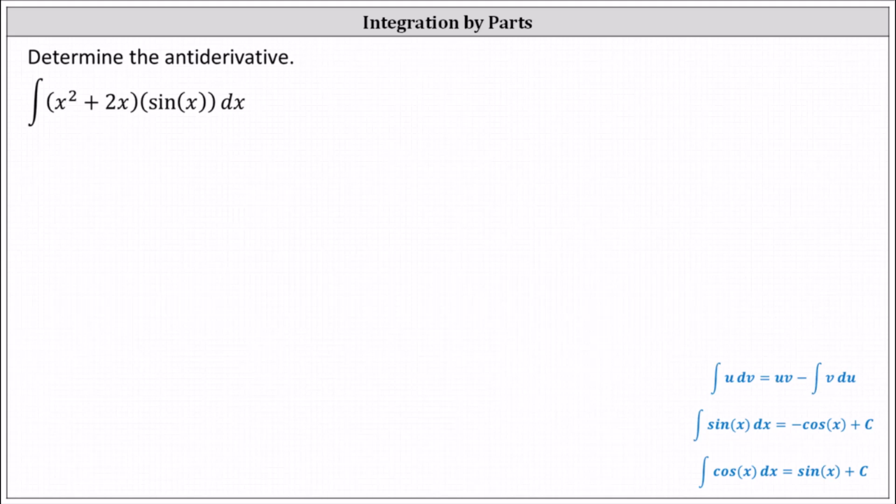Let's go ahead and set this up here on the side. We need to identify u, then find du, identify dv, and then find v. We want to select u so that du is simpler, and therefore we'll let u equal the quadratic function x squared plus 2x because its derivative will be linear and is considered more simple. So u equals x squared plus 2x, which indicates dv must equal sine x dx.